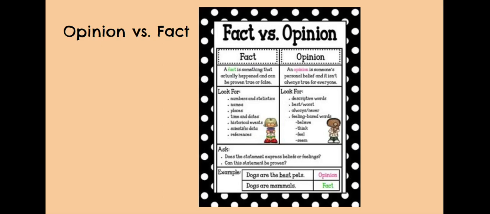Look at the second sentence. Dogs are mammals. That is a scientific fact. That is not an opinion. That is a fact that can be proven.